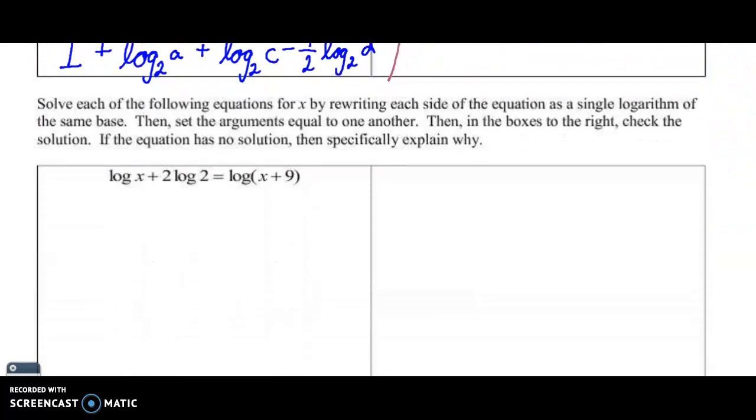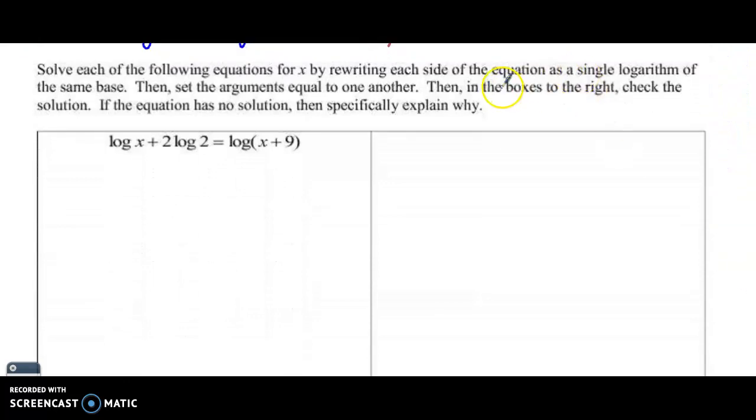So we can also ask you to write equations and solve equations based off of this. So in this problem, first of all, we can rewrite this as 2 squared, so log of 4. And because we're adding, we can write it as a single log with multiplication. So we have log of 4x. And on this side, we'd have log of x plus 9.